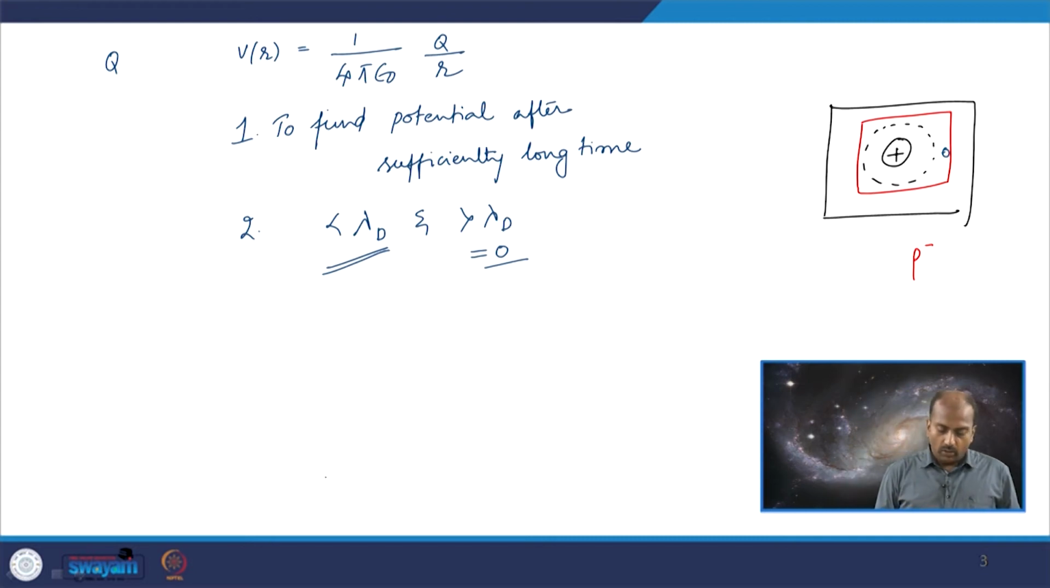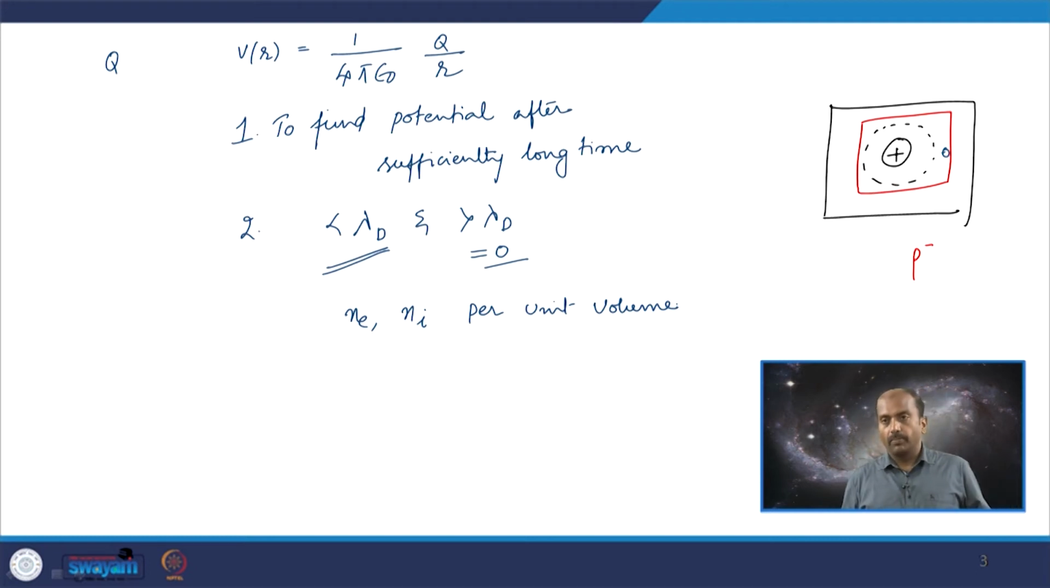Okay. Now, after having made these assumptions, let us say in the vicinity of the charge we take Ne as the number of electrons and Ni as the number of ions per unit volume, these are charge concentrations per unit volume. So, in the vicinity of this charge, after a sufficient amount of time, if you allow the cloud to form, it is very easy to understand why Ne will be very large when compared to Ni. Okay.